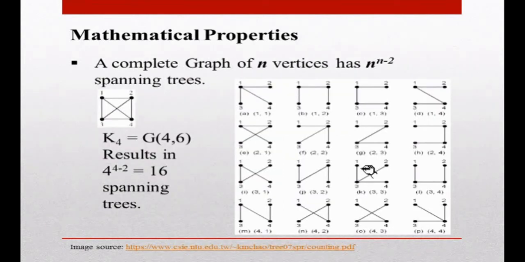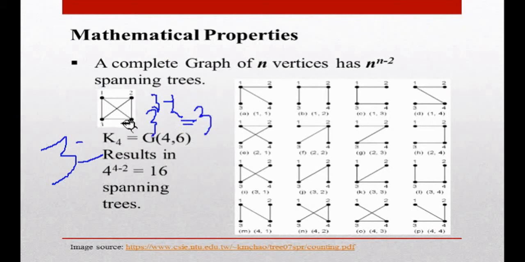So the next property, we've already looked at this. The number of spanning trees that you can generate for a complete graph with n vertices. So the statement says that a complete graph with n vertices will have n raised to the power of n minus 2 spanning trees. For example, if you have 3 vertices, you have 3. We've seen that in the previous example. So if you have 3 vertices, then you have 3 raised to the power of 3 minus 2, that is equal to 3.